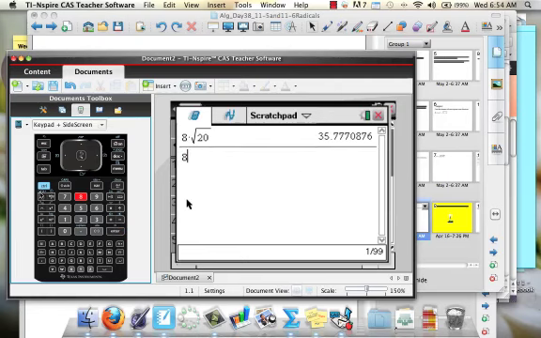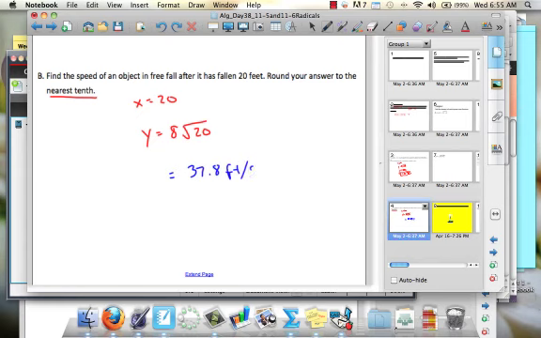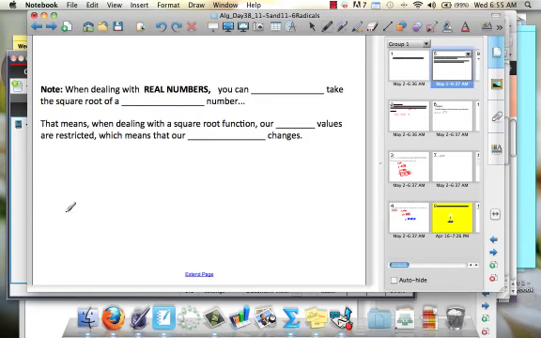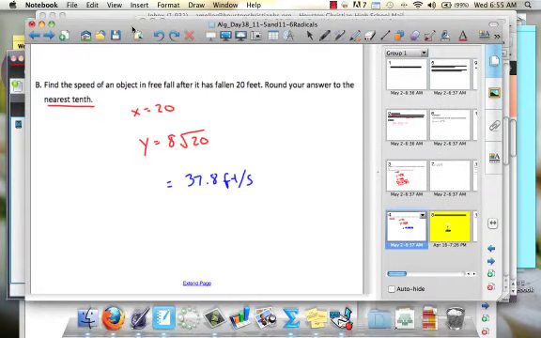Another way to do that is 8 square root of 20, and you can put a decimal right after that, and it'll think it's a decimal, so then it'll give you the decimal. That's 35.8 feet. It says nearest tenth, so we're going to say equals 35.8 feet per second.